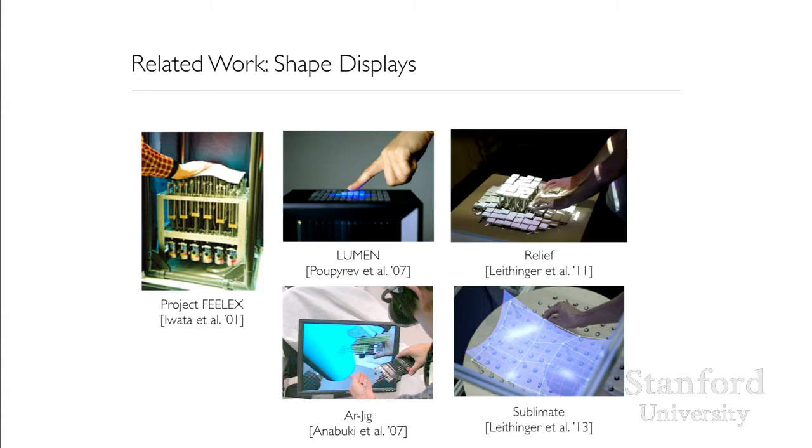of shape displays, where as opposed to a traditional haptic interface where you might have something like the haptic Phantom, where you have a tethered device that's giving you force feedback, here the idea is to create a tactile display that you can touch and feel with your hands, but you can also see it. And so that means that it can allow for multiple users to interact with it and other things like that. So Project FEELEX is one of the first of these, but there's been a number of others such as Ivan Poupyrev's Lumen and then a lot of the work from the Media Lab.